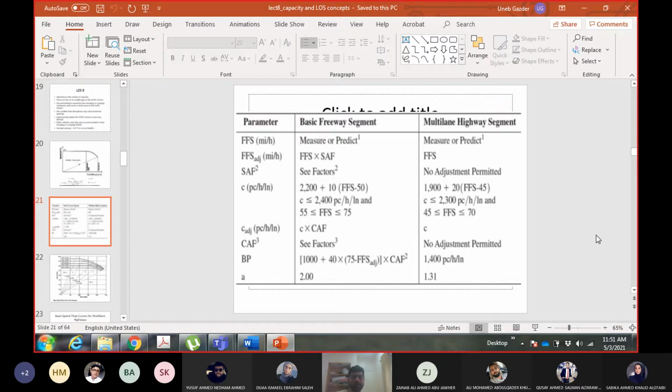Now in this example, no such condition is given. They did not mention anything about weather, drivers, work zone, or incidents. So that means no adjustments are required. So free flow speed and adjusted free flow speed are equal and all adjustment factors are 1.